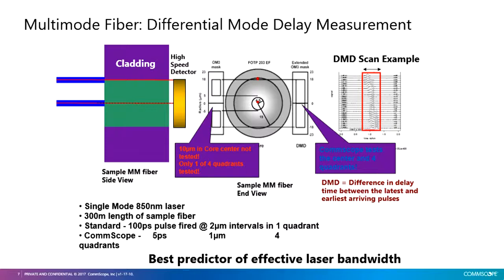At CommScope, we do test the central core of the fiber, which is the first quadrant, and we do all 4 quadrant tests to ensure that the fiber is highly capable of handling current and future bandwidth requirements. So that's what we insist on in all the designs. You need to follow that: differential mode delay measurement is critical. It's very important to test all 4 quadrants.